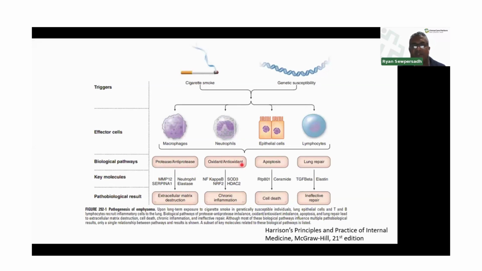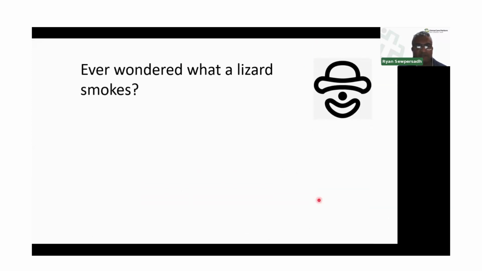We also have the battle between the oxidants and the antioxidants, with the oxidants winning that battle, giving rise to chronic inflammation. We have apoptosis of our cells, giving rise to cell death, and we have lung repair, which is not very efficient, and that leads to ineffective repair, which contributes also towards the air trapping and the hypercarbia.